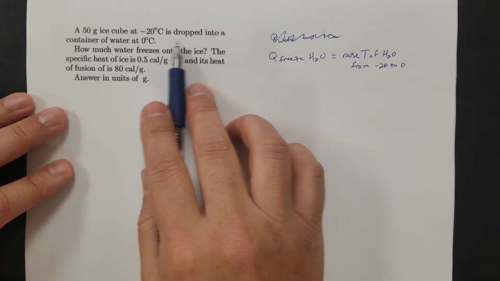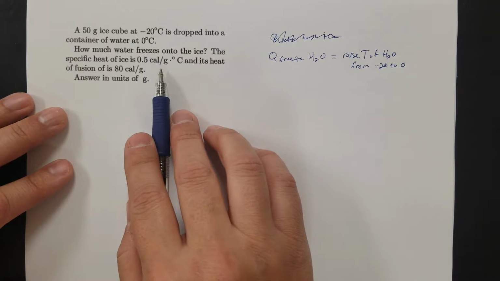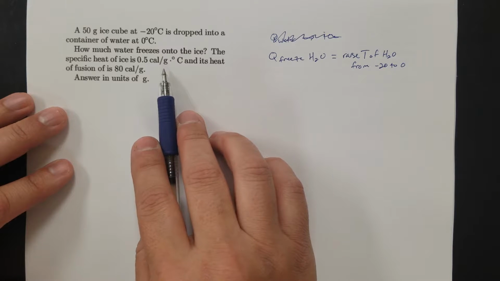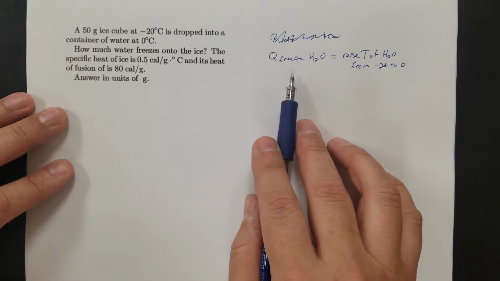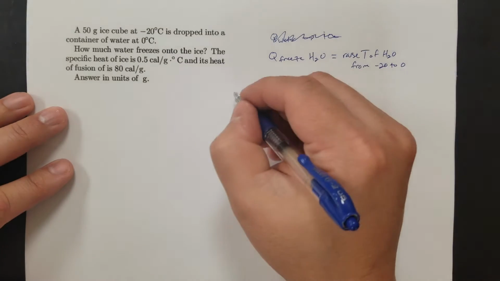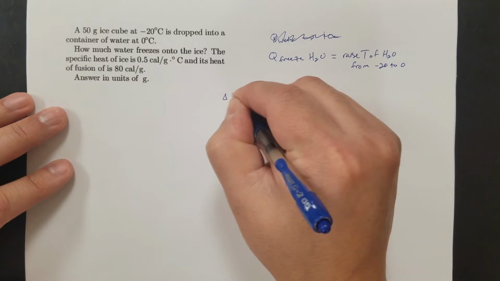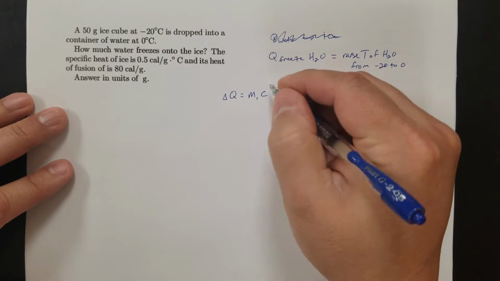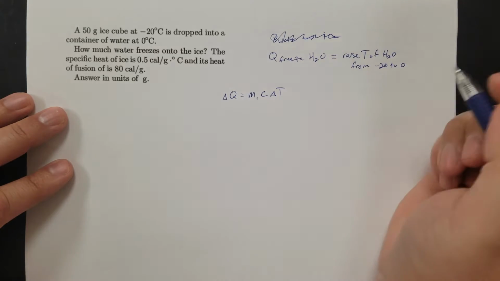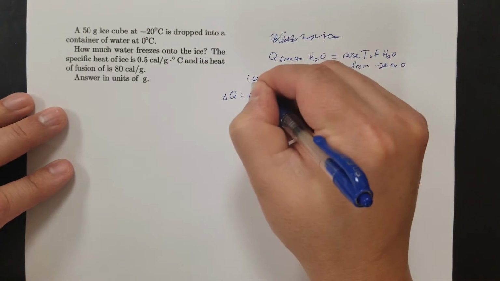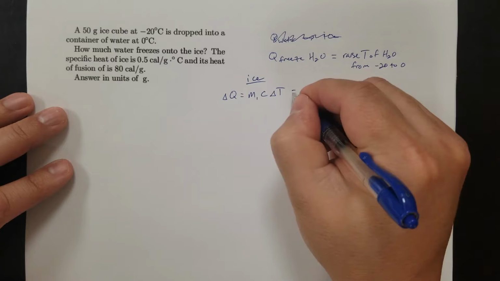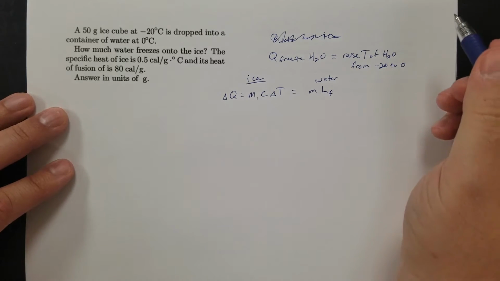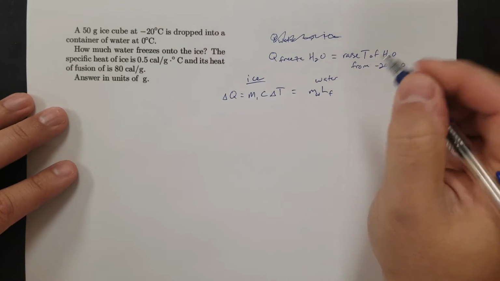The water that's around the ice cube is going to pull some of the heat out of the ice cube, right? But it's also going to freeze some of that because it's at 0 degrees C. So basically, the change in heat is equal to the mass of the ice times the specific heat times delta T for the ice, right? Which is equal to the water's mass times the latent heat of fusion, right? So this is the mass of the water, and that's what I'm trying to find, right?